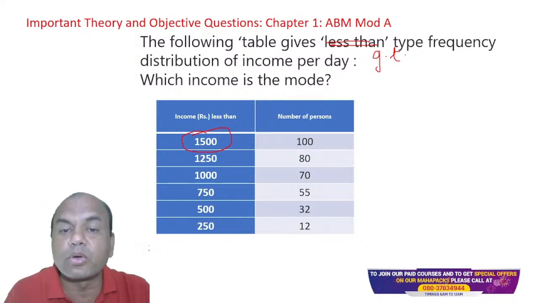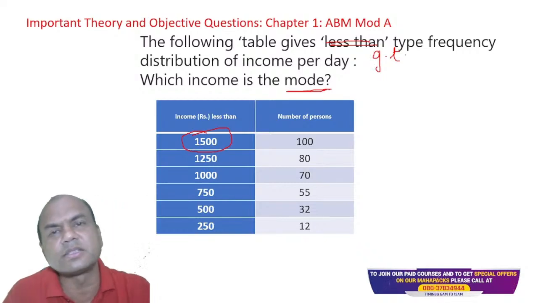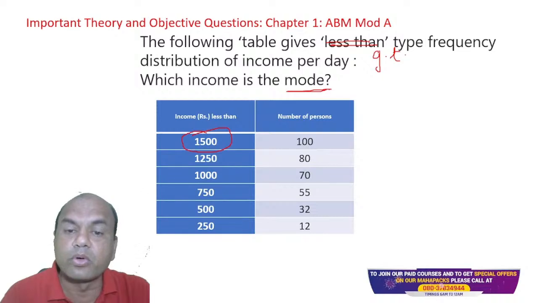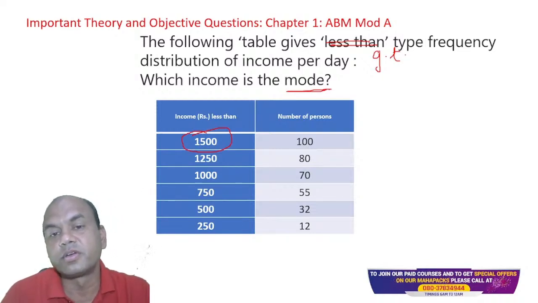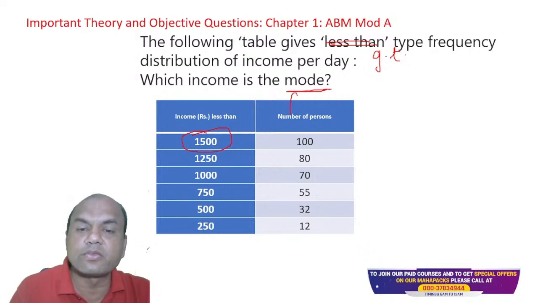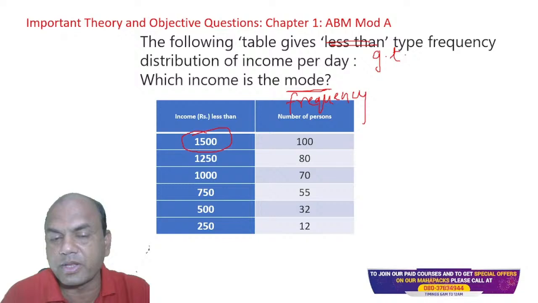What is the income mode? Now the question is different. Let it be less than or greater than, it hardly matters. The question over here is what is the mode? Firstly, understand the meaning of mode. This is known as frequency. How many persons are having income of 1500? How many persons are having income of 1250? And so on.